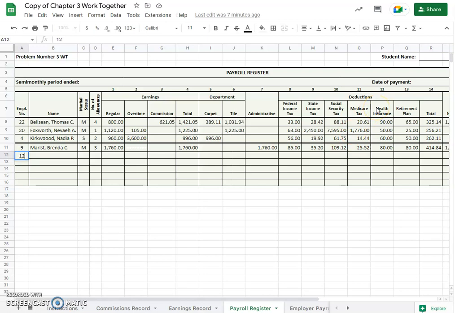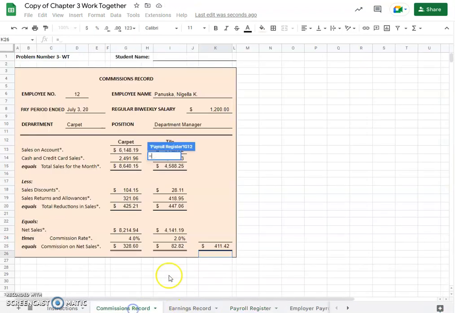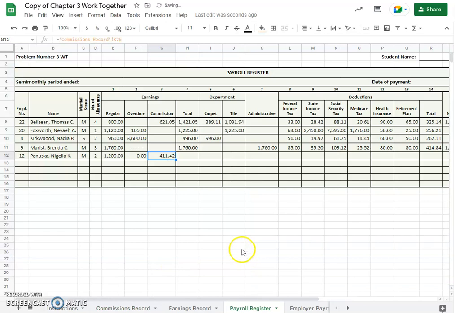And she is employee 12. Panuska Nigella. And they told us she was married with 2 allowances. So her regular earnings would have been $1,200. That's what they told us. She didn't have overtime, but she did have commission. And her commission amount, you could just go equal sign, go back to the commission record, click on the 411, enter, bring it over. And so her total would be adding those 2 together.